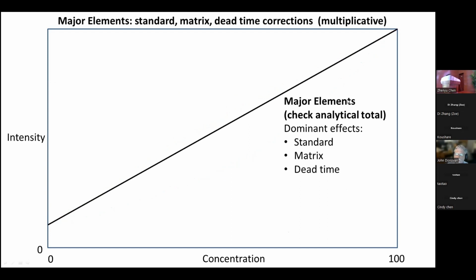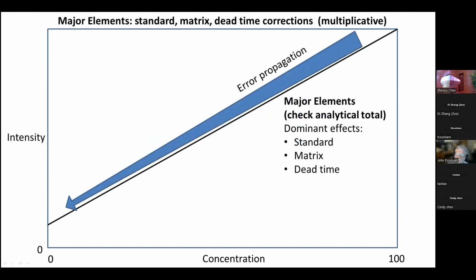This is a multiplicative correction. Again, the dominant effects are the standard choice, the matrix, and the dead time. So the accuracy of all three of these things is what affects our major elements the most. And this is a multiplicative correction. So the error gets smaller. The relative error stays the same, but the absolute error gets smaller. And so as we approach zero, and at zero, of course, it's a zero error.